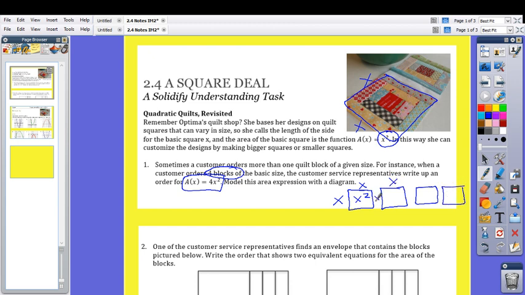So x and x, so x squared, another x squared, another x squared. So x, x, x, x. So the sides are x for them, as they are square, so this is x. This has to be x. Together the area is 4x squared. So we will say the area of the quilt will be 4x squared. Okay.